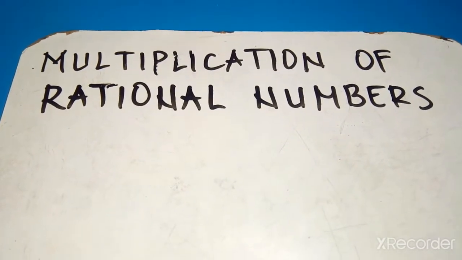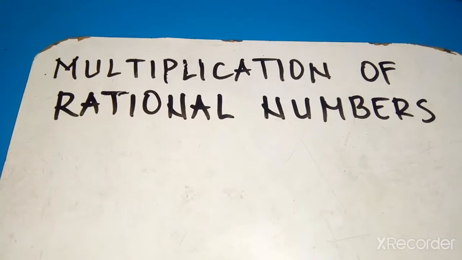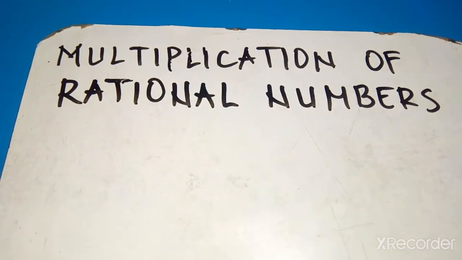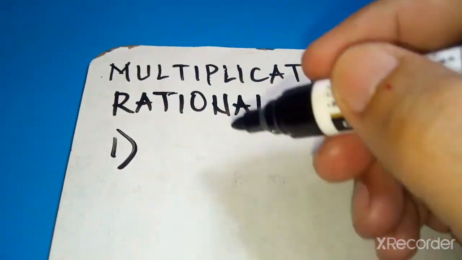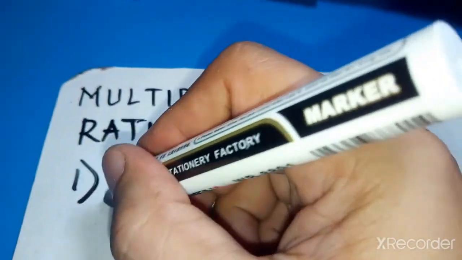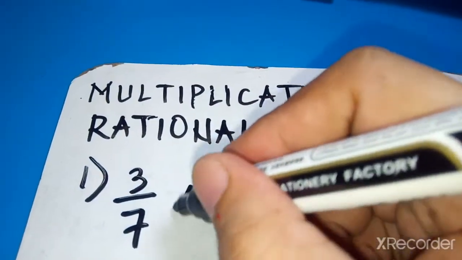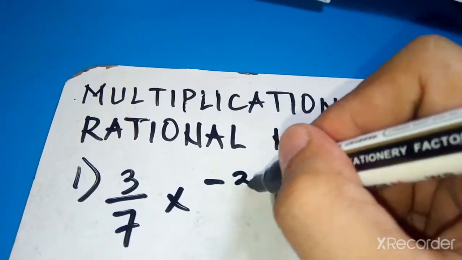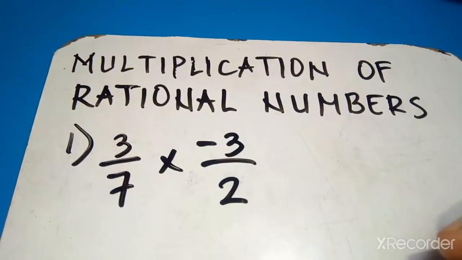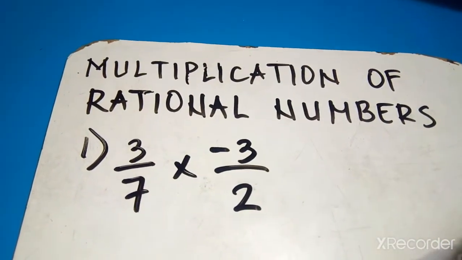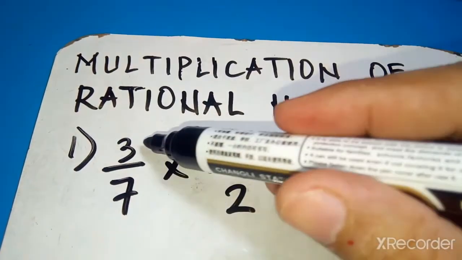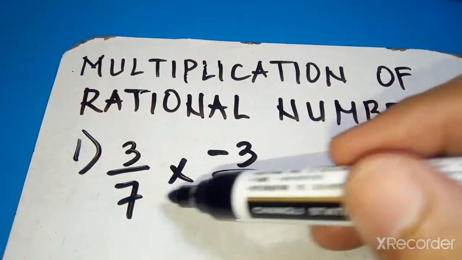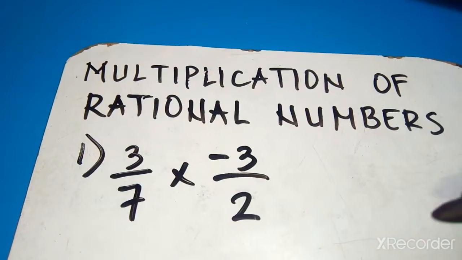This time I will explain to you how to multiply rational numbers. Here's our example number 1. 3 over 7 times negative 3 over 2. Okay, so in multiplying rational numbers, we multiply numerator by numerator and denominators by denominators.